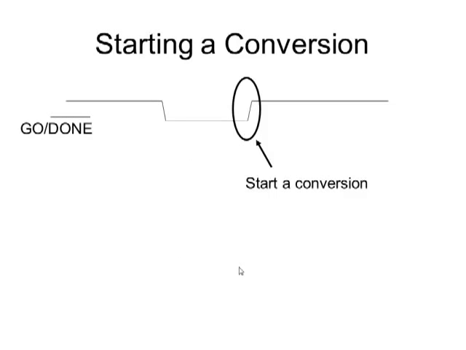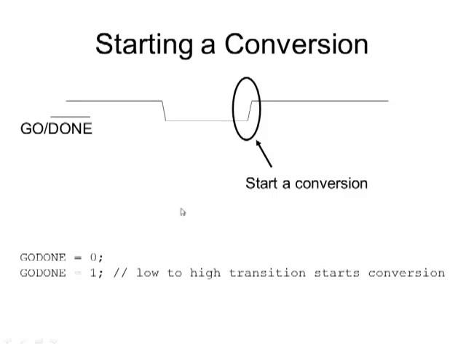To start a conversion, I mentioned before what you need is a low to high transition. So you want a low to high transition on this go done bit. And the way you do that is there's a predefined word, the compiler already knows it, it's called go done. That's not pronounced "God one," it's "go done." So we can say go done is assigned the value 0, and then go done is assigned the value 1. That causes this low to high transition, and that's what triggers a conversion. That says start a conversion.